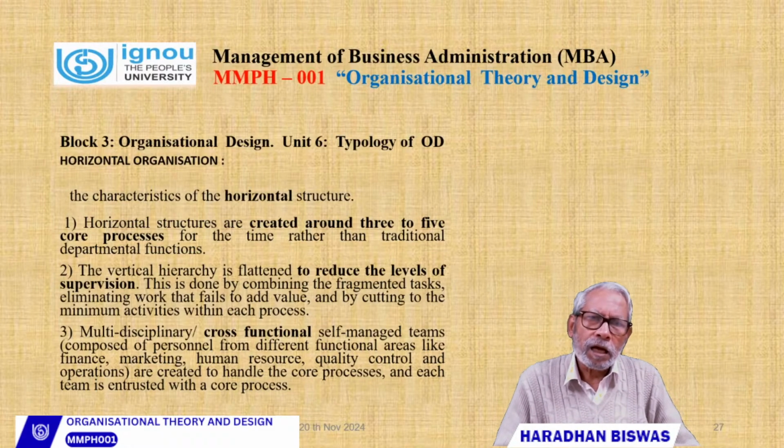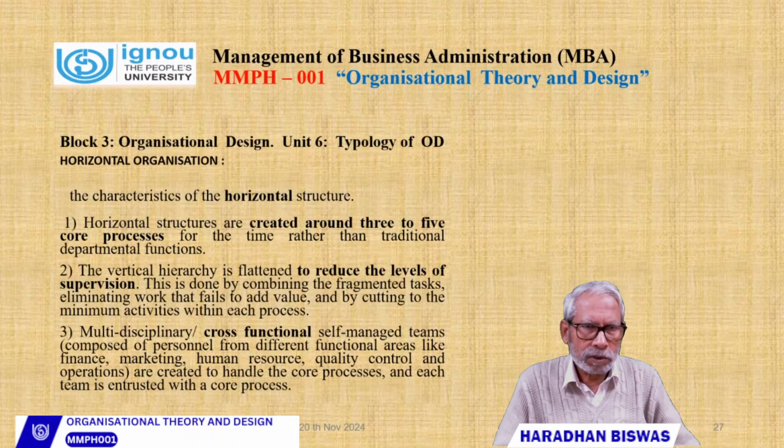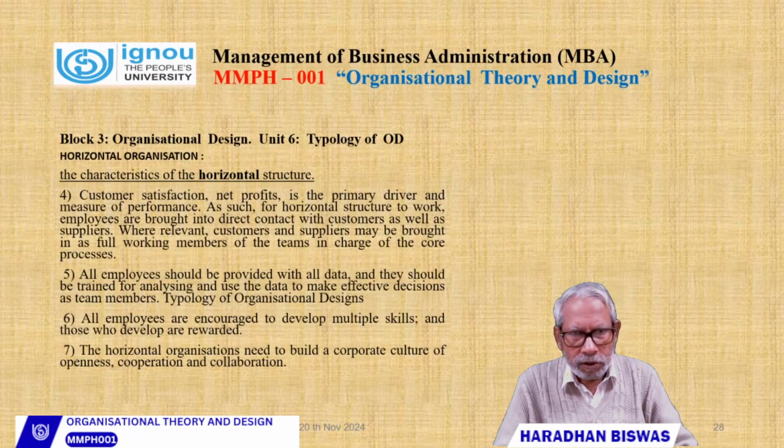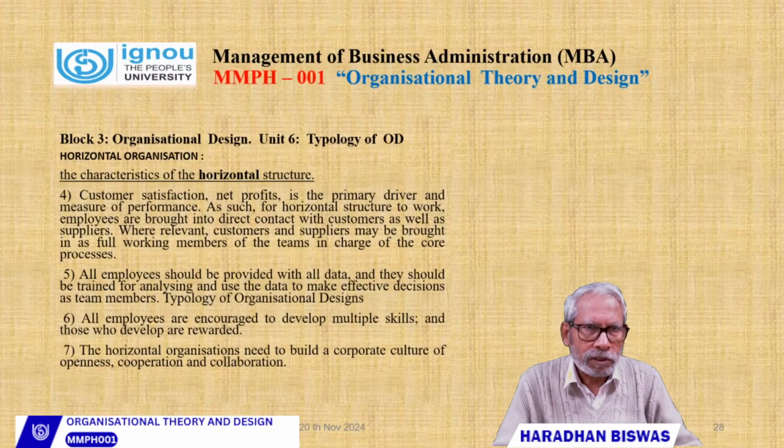So in this case, your supervision conditions are limited. And your multi-functional department is a cross-functional self-management team. That is, you can say, human resources, quality control, and all are cross-functional groups. So for the horizontal group, another characteristic is that customer satisfaction, not net profit, is the primary driver and the measure of performance. Because, for example, there are 4 or 5 outlets in a particular organization.